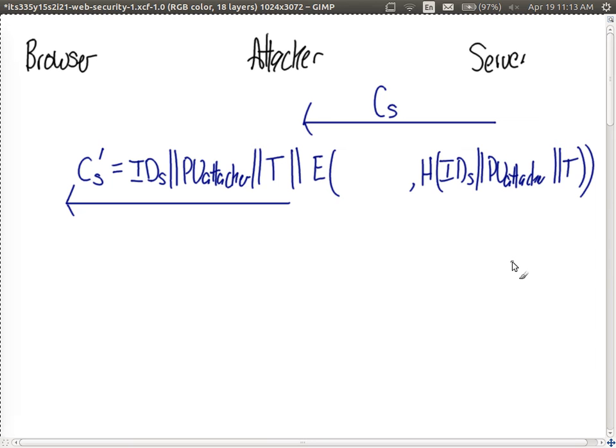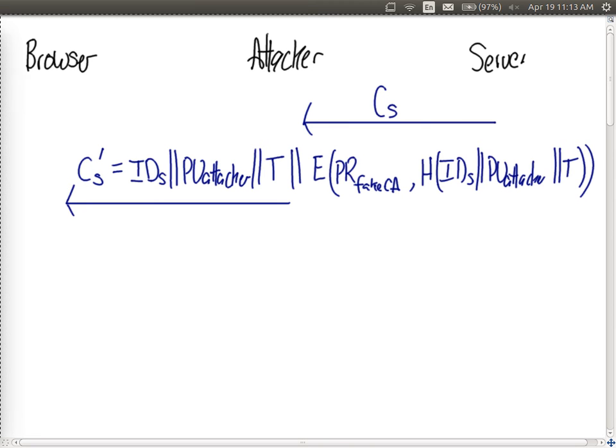Let's say that that's the private key of, I'll say, a fake CA. It can be the same for the attacker, but it's a different one from the original CA. It's one that the attacker made up, pretending to be a certificate authority. So they sign it, forward this modified certificate to the browser, which goes through the verification steps.